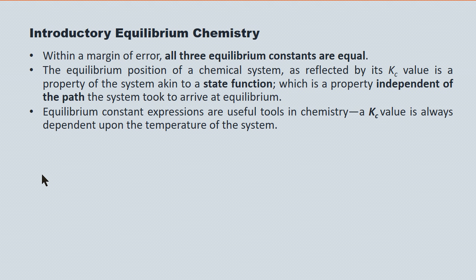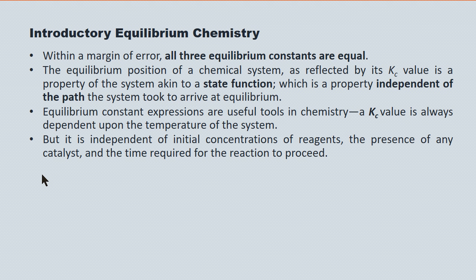The only thing that influences a Kc value for a chemical system is temperature. However, it's completely independent of initial concentration of reagents, as we've seen, the presence of a catalyst, and the time required for the reaction to proceed. Kc values can have units. We're talking about molar concentrations of products over molar concentration of reactants. So you'll expect to see moles per liter show up somewhere. However, by agreement, because the units can get very complicated, we write Kc values without any units.